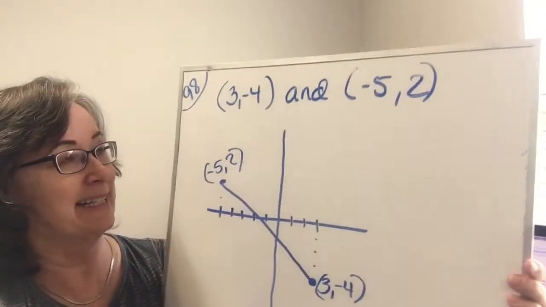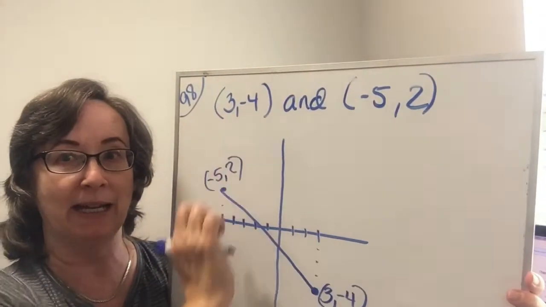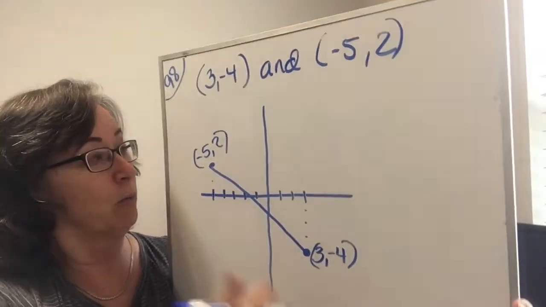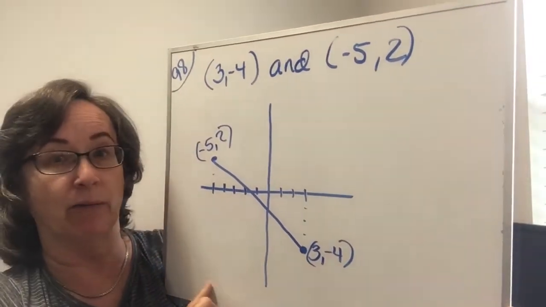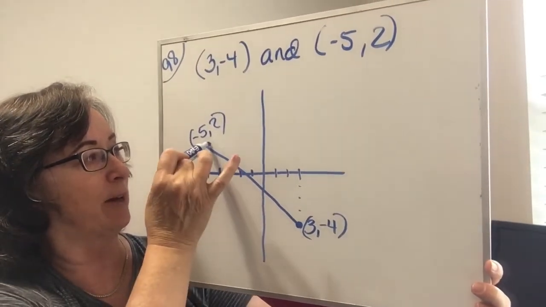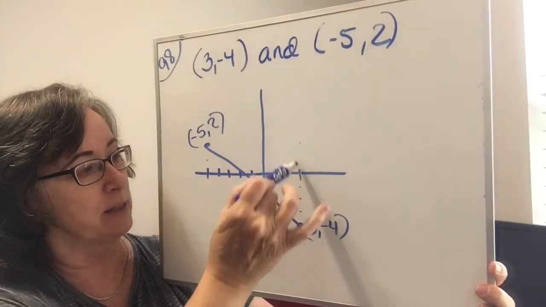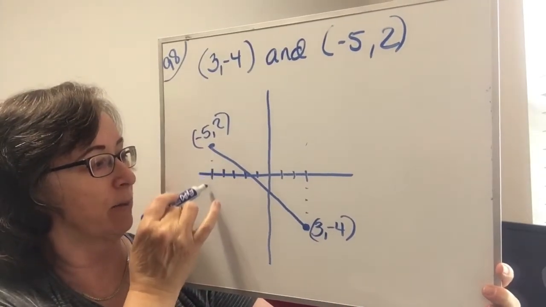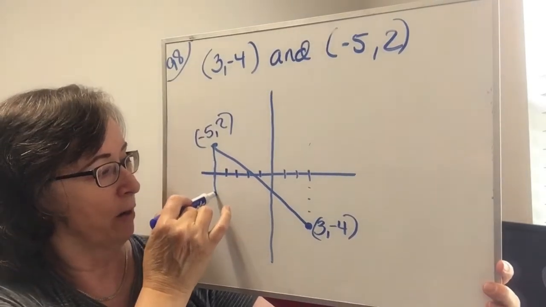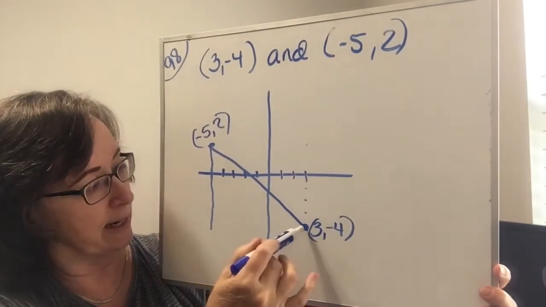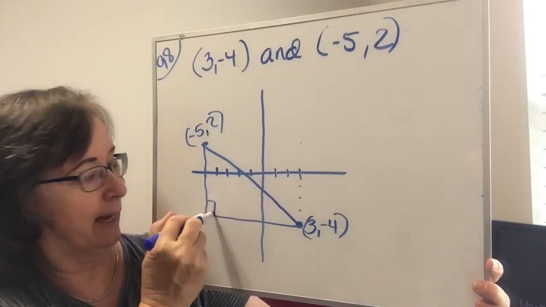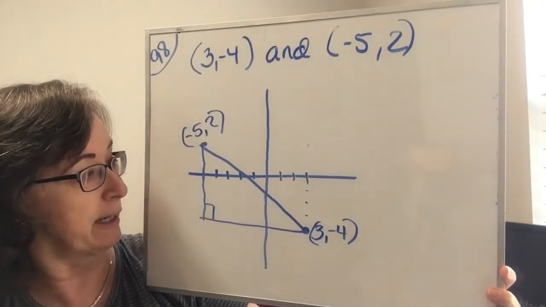So our next example is between the points 3, -4, and -5, 2. So we've got them already graphed on the board. We're going to make a right triangle. Now it doesn't matter whether I make the right triangle this way or whether I make the right triangle this way. It's going to be the same right triangle. Straight down, straight across, get rid of my extra, so I make my little right triangle.